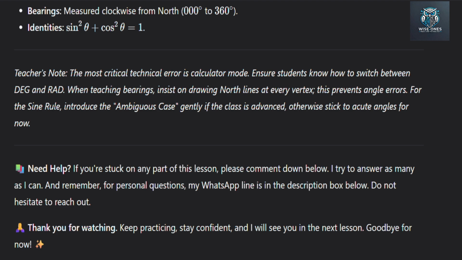I know this was a long lesson, but you have done amazingly well. Trigonometry can be confusing because of the many rules, but you now have the tools to handle them. Remember, practice is the key. The more you practice drawing diagrams and using your calculator, the faster you will become.